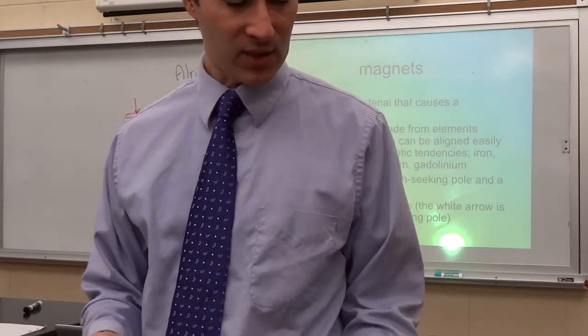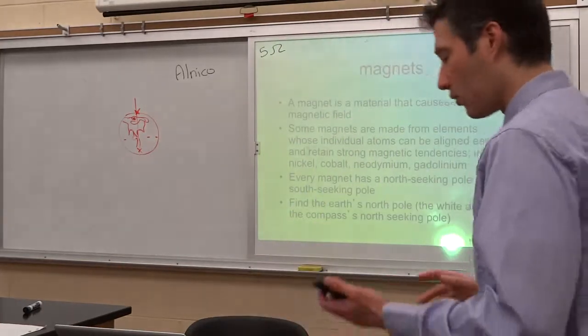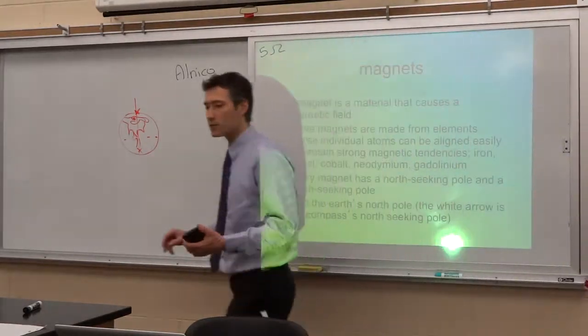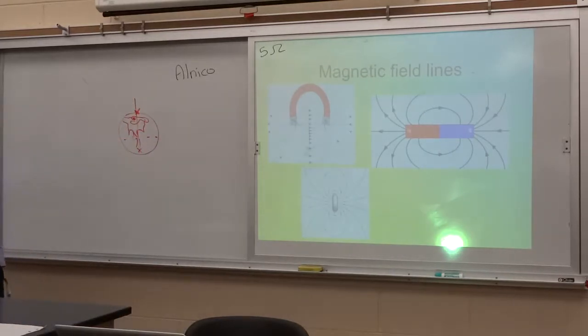This compass app doesn't point the right way. It actually tells me north is like that way. And I don't know why that is. It's pointing south. Anyway, so the Earth acts like a magnet, right?